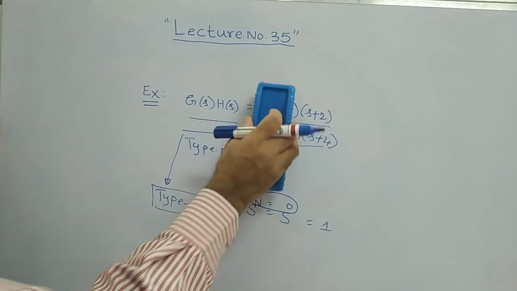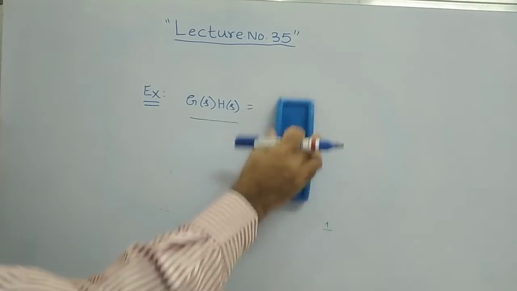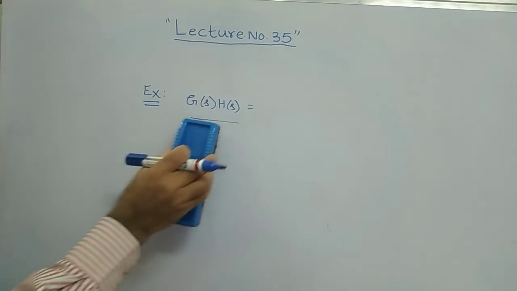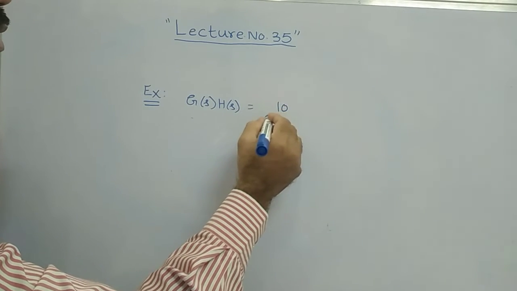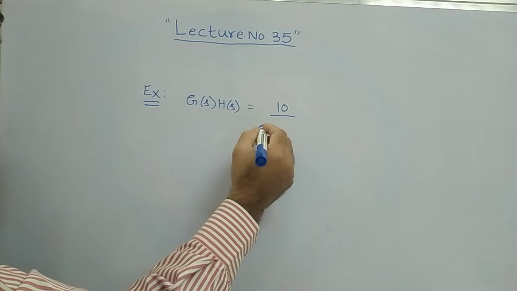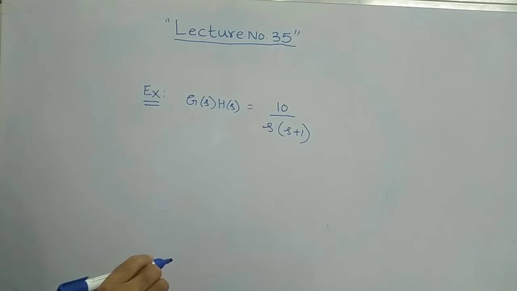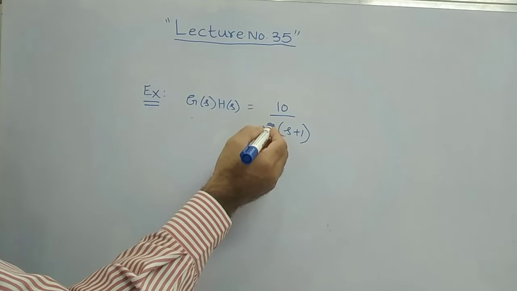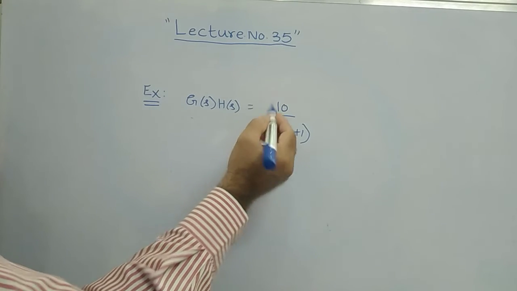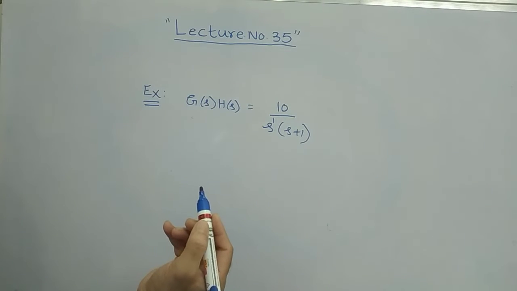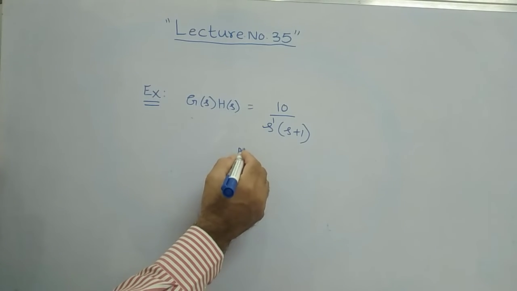Likewise, say for example, another example. It is very easy to identify the type number. Say G of s into H of s equals 10 by s into s plus 1. Then tell me what is the type number? It is s power n. What is the n value here? 1. So s power 1 is there. Therefore n equal to 1.